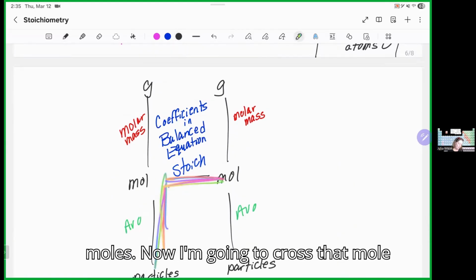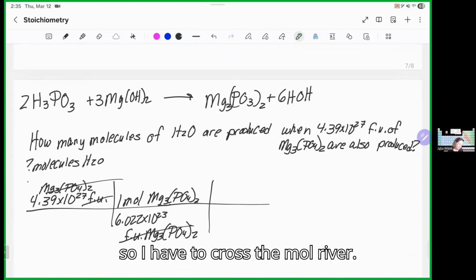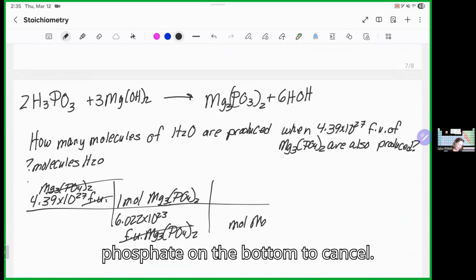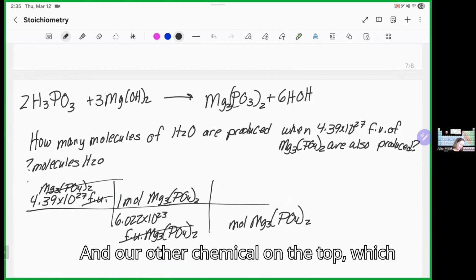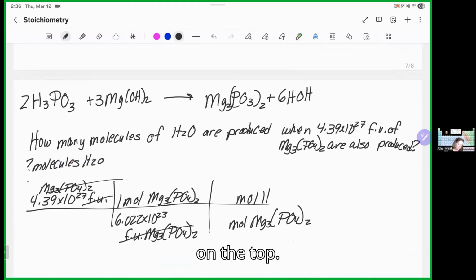Now I'm going to cross that Mole River using my balanced equation. Okay, so I have to cross the Mole River. So we know that we want magnesium phosphate on the bottom to cancel. And our other chemical on the top, which is water. So we know we want water on the top.